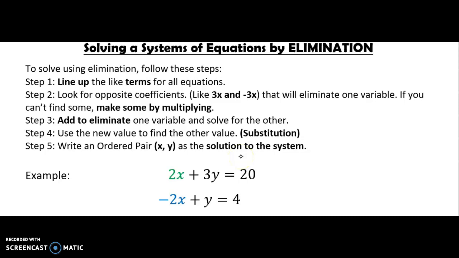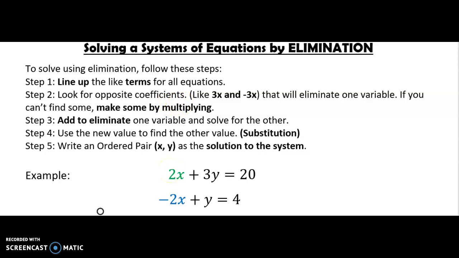So let's look at an example of this. If we have the two equations, 2x plus 3y equals 20, and the second equation is negative 2x plus y equals 4. First we make sure that our terms are lined up, x's are lined up, y's are lined up. The next thing that we do, we look for opposite coefficients. I see that we have those.